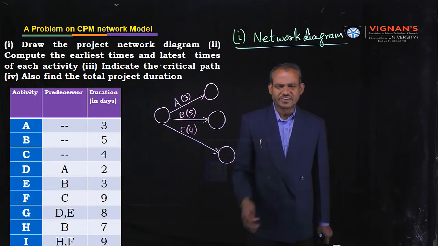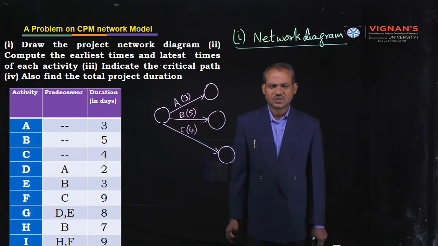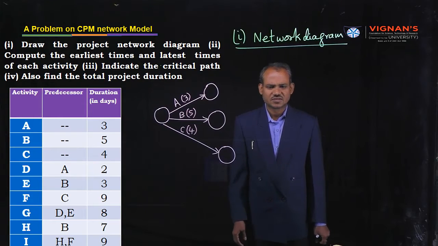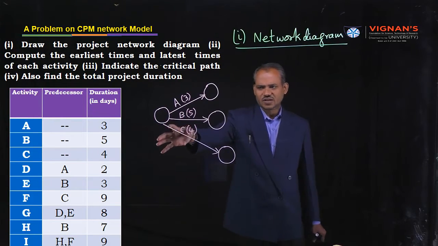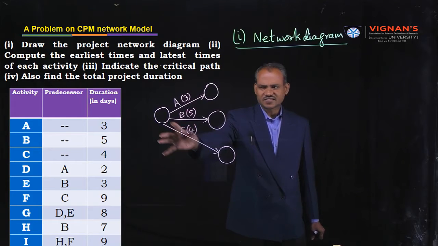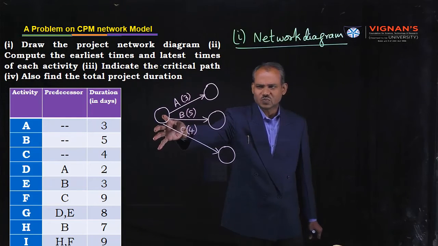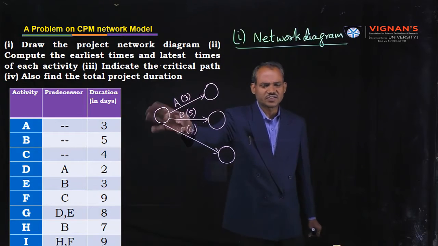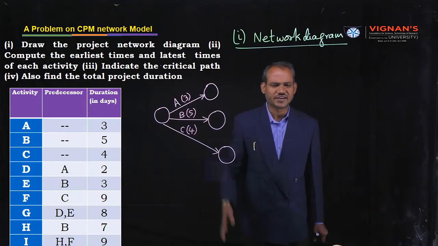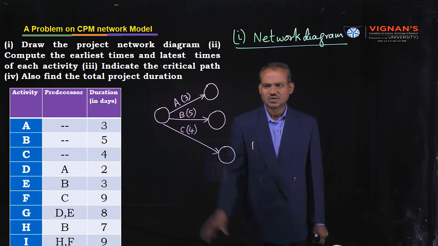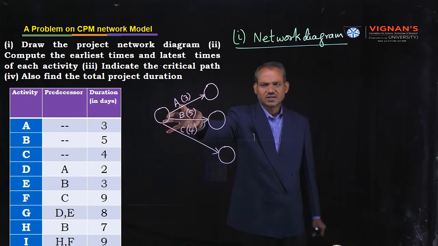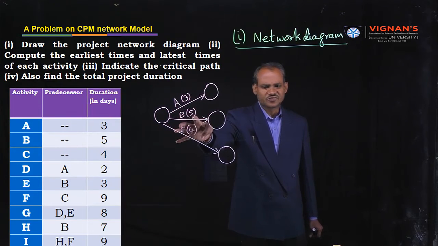Next, consider activity C. Activity C also has no predecessor activity. Therefore, for C activity, starting node is same. For A, B, C activities, starting node is same. This is a logical diagram. A, B, C. Activity A takes 3 days, B takes 5 days, C takes 4 days. Like that you have to show.